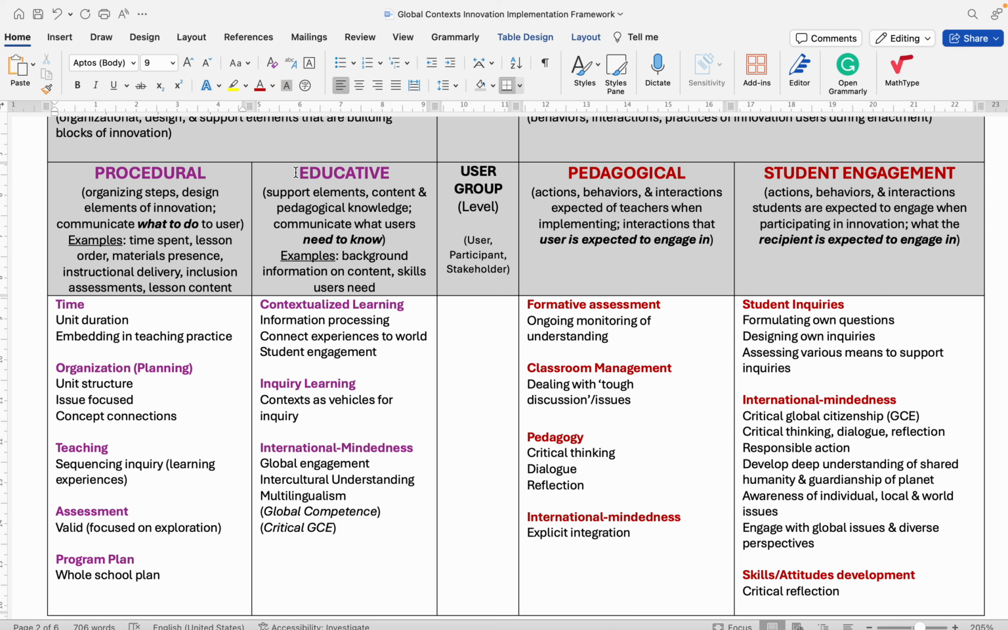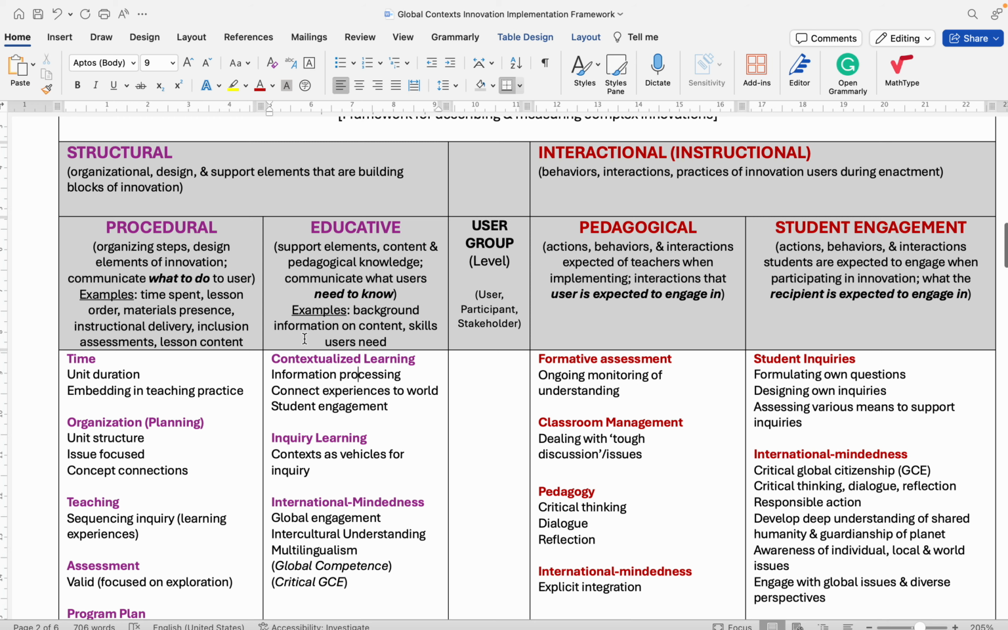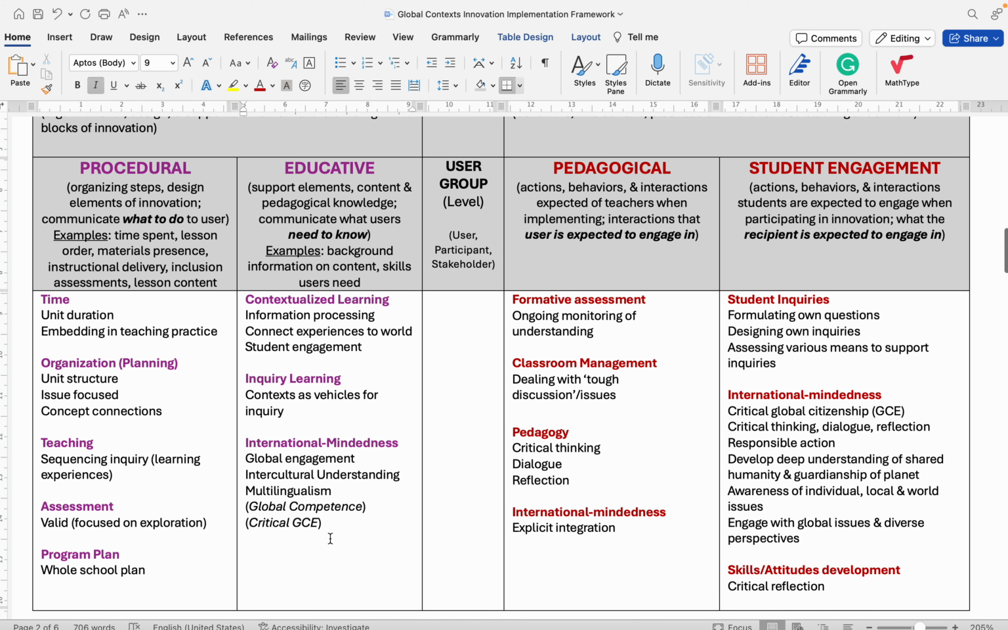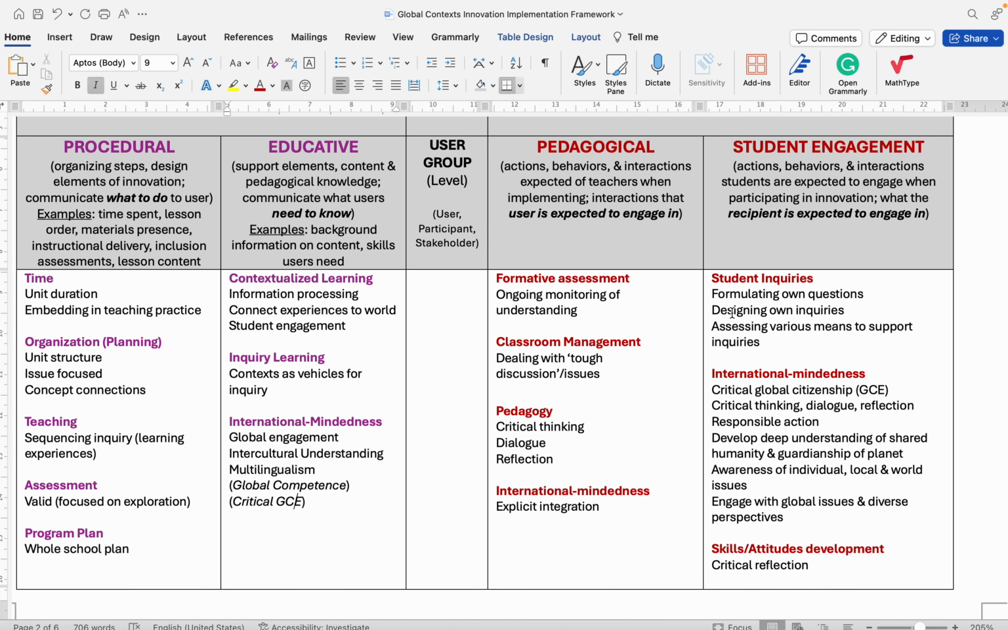Much less, I would say, is in place in terms of the educative structural components. So, for example, if you were to ask a teacher, what is international mindedness, you get a wide variety, and no fault to them, because there are many, many different definitions and elements of the definition, right? And if you went over here to student engagement, that would probably be pretty lacking, I would say, or at least much less studied, or much less considered, right?